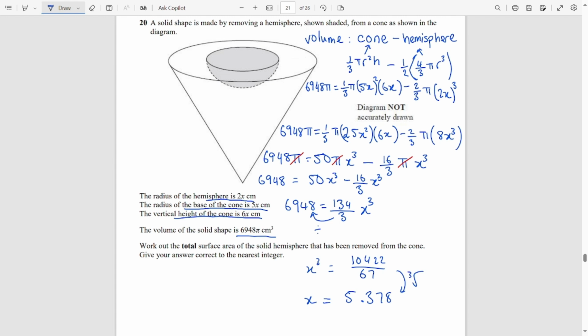Right, we have worked out what x is, but the examiner did not ask for what x is. It actually asked for the total surface area of the solid hemisphere. Now be careful here. There's two things to note. Total surface area, they do not want the surface area of the whole shape, which would be a much harder problem. They've asked for the surface area of the solid hemisphere, which is this kind of like shaded section up here. Another thing to note is they did say total, and they bolded total. The total surface area of the solid hemisphere.